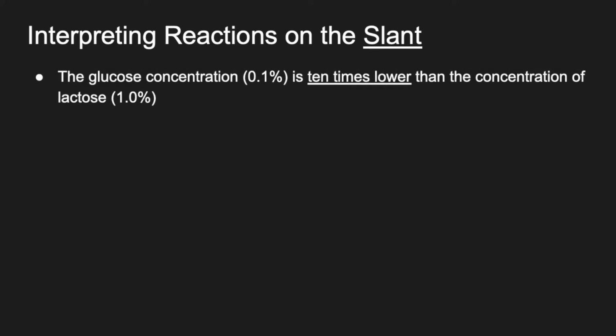So the glucose concentration, 0.1%, is 10 times lower or smaller than the concentration of lactose, which is 1%. So maybe not surprisingly, the glucose will be used first. There's a lot less of glucose. Organisms want to use that one up first. They prefer it.